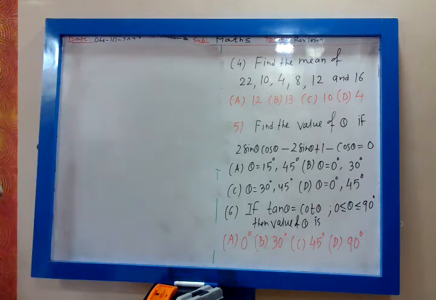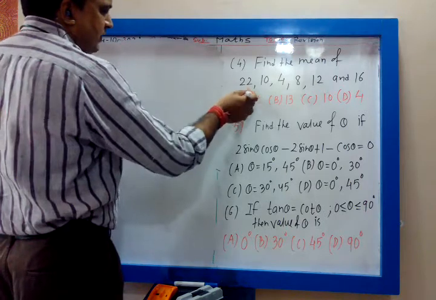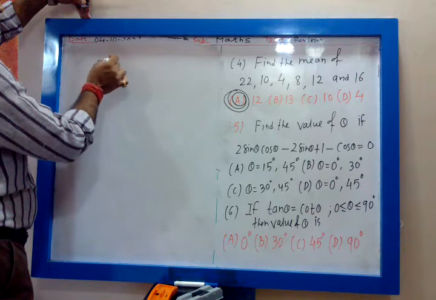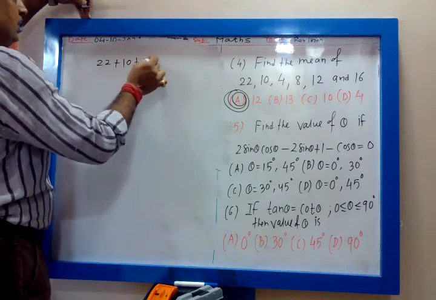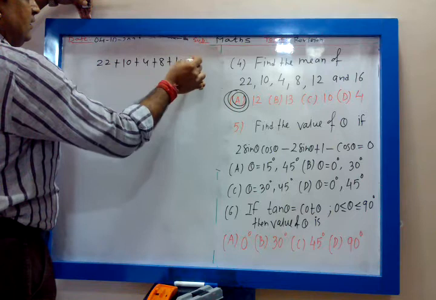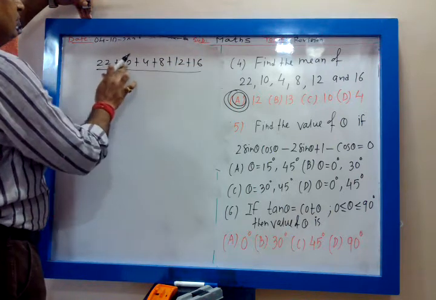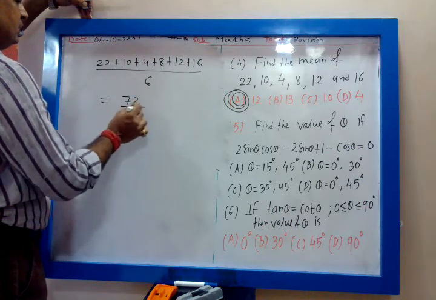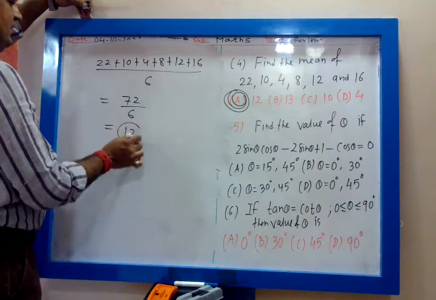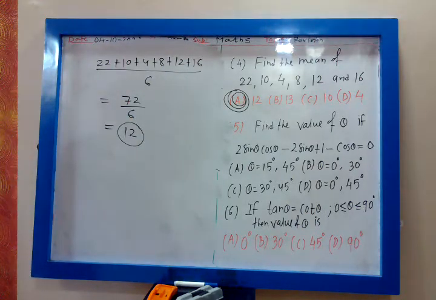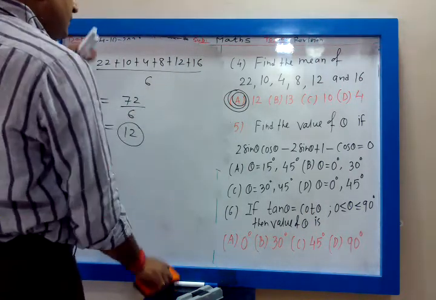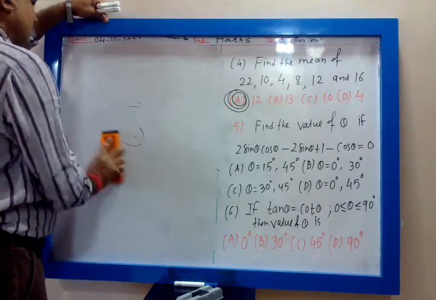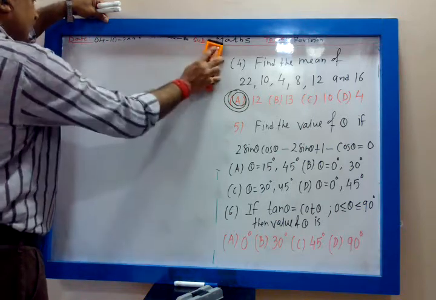Oh, option A. Okay. Option A means mean value is 12. Let us see. How will we find the mean value? That will be the sum of all the values: 10 plus 4 plus 8 plus 12 plus 16 divided by how many values? 1, 2, 3, 4, 5, 6. So that will be 72 upon 6. That will be 12. Yes? So the correct answer is 12. For the fourth one, the correct answer is 12. Mean value is 12. Chalo, send me the answer of fifth.